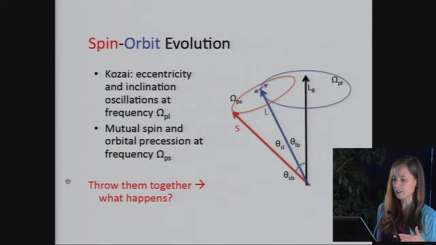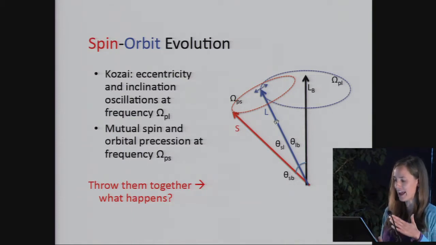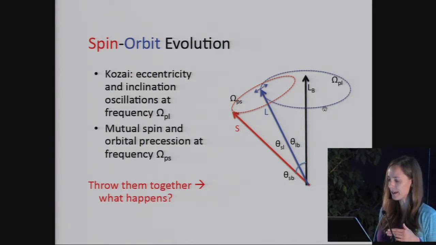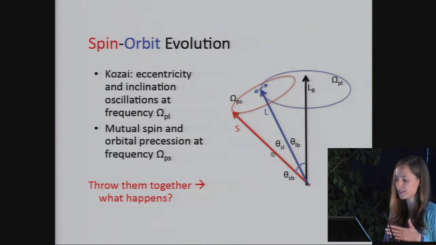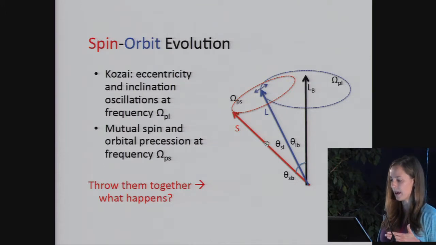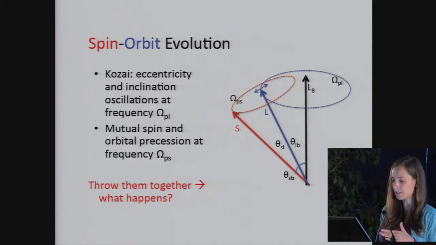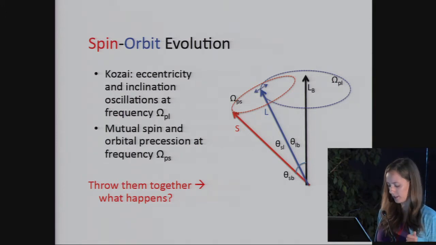So put these two together, just to remind you, we have this blue vector L precessing around LB at this frequency omega PL, while S, the stellar spin axis, is simultaneously precessing around L at this frequency omega ps. And in particular, we are interested in the spin orbit angle theta SL, and then there's also the angle between the stellar spin and binary axis theta SB. So we want to know what happens when you put these two things together.